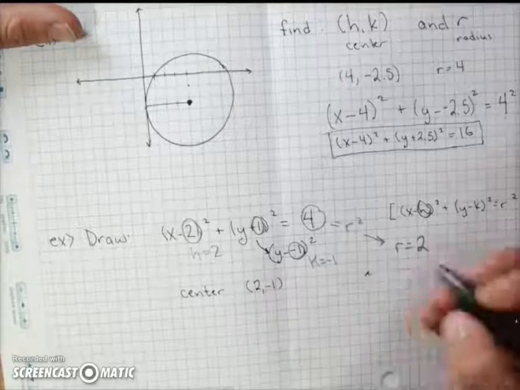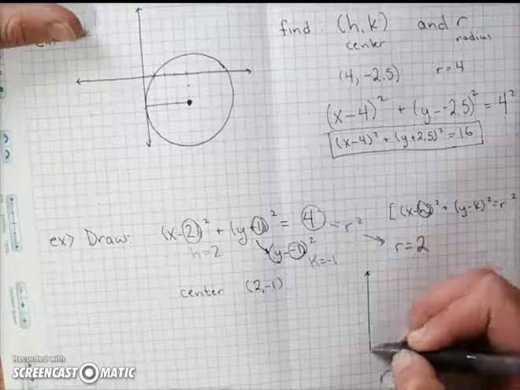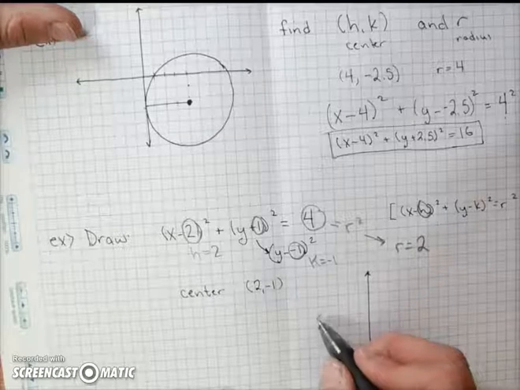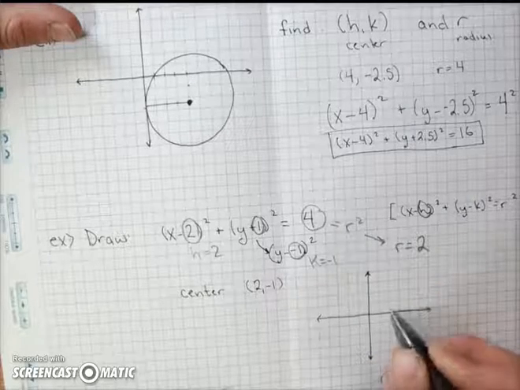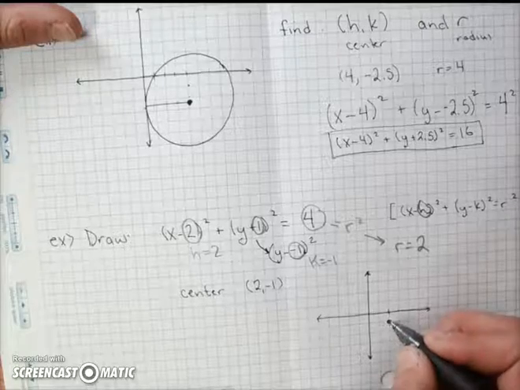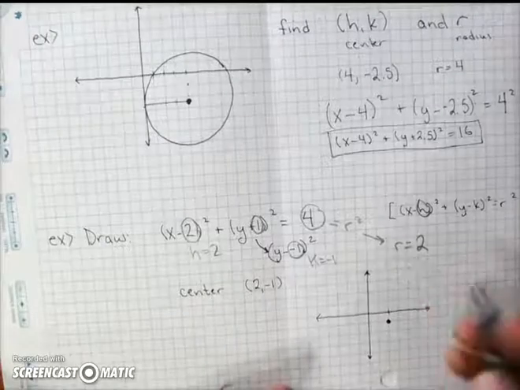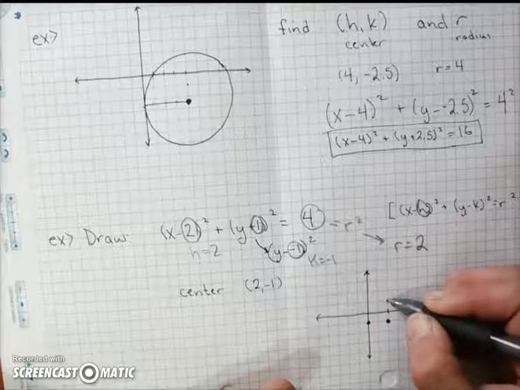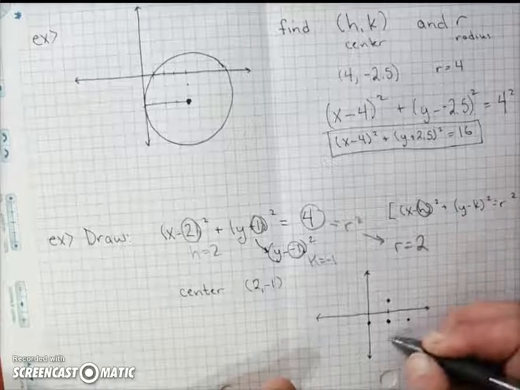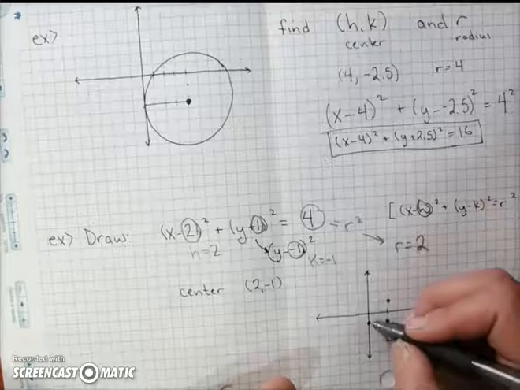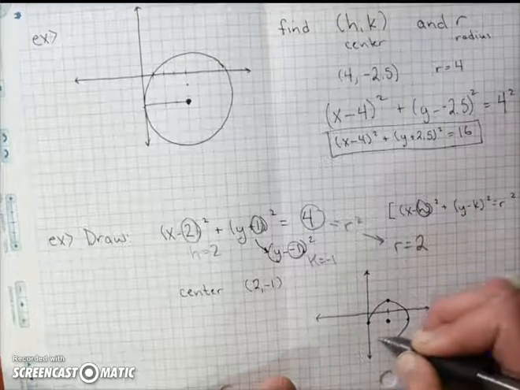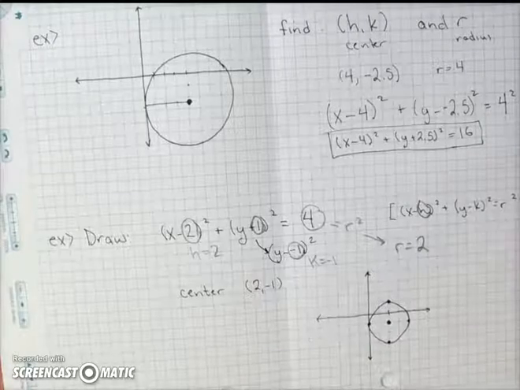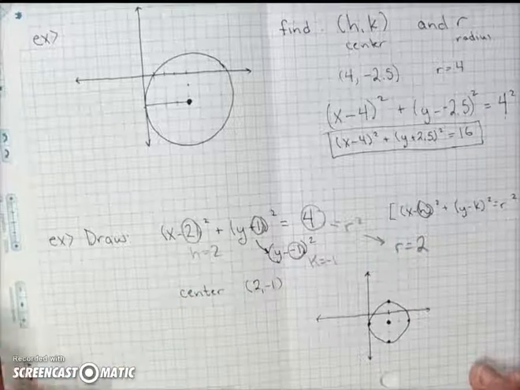So I'll plot that first. And then the radius is 2, so I get some more points on my circle by just going 2 away from the center. And then I can connect them up. So that's the circle that you get from this equation.